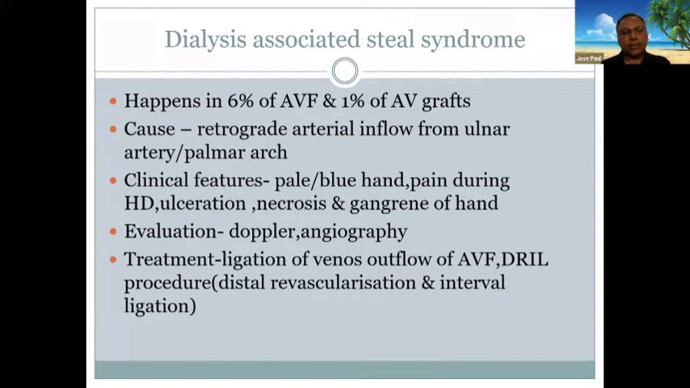Some patients can develop vascular ulcers, necrosis, and it can lead to gangrene of the hand. Evaluation is by Doppler or by doing a fistulography or an angiography. Treatment is by ligation of the venous outflow of the arteriovenous fistula. Then a procedure known as the DRIL procedure is used, which is distal revascularization and interval ligation. So this is the treatment for dialysis-associated steal syndrome.